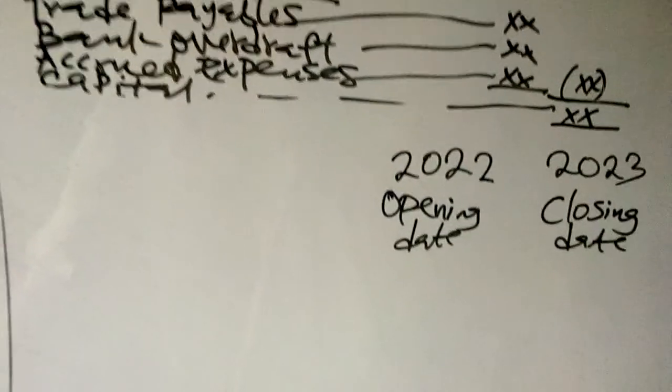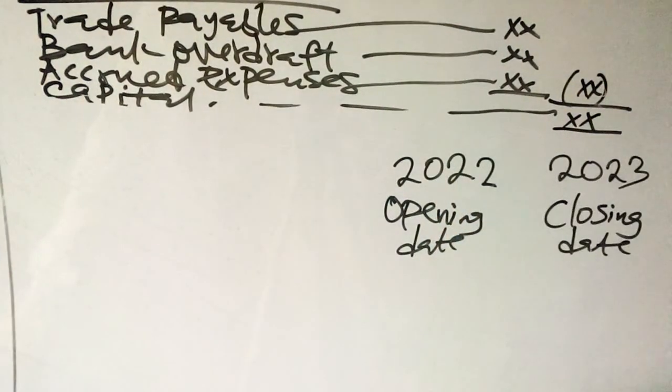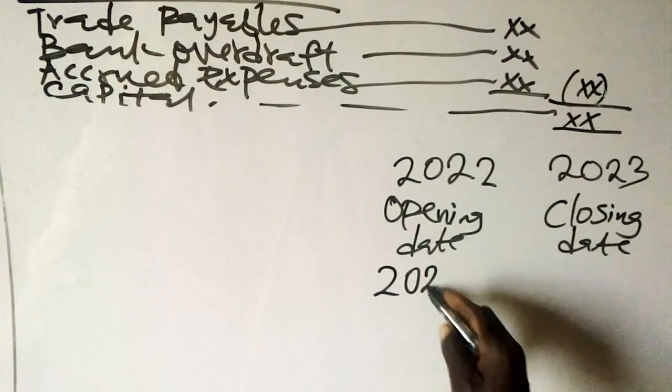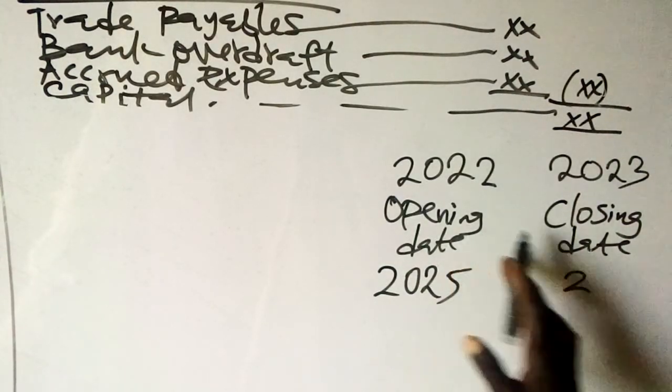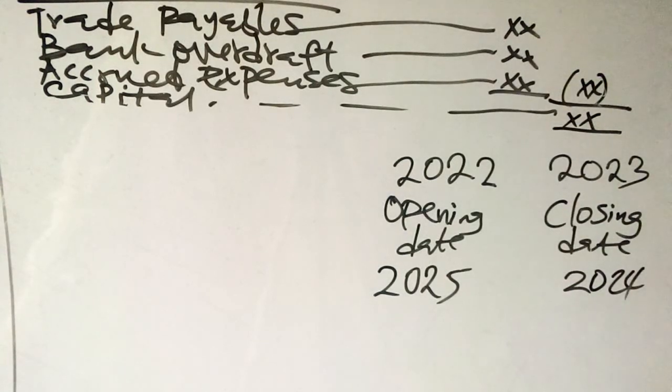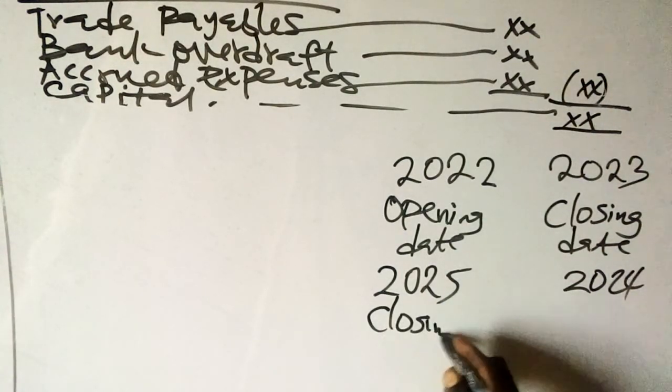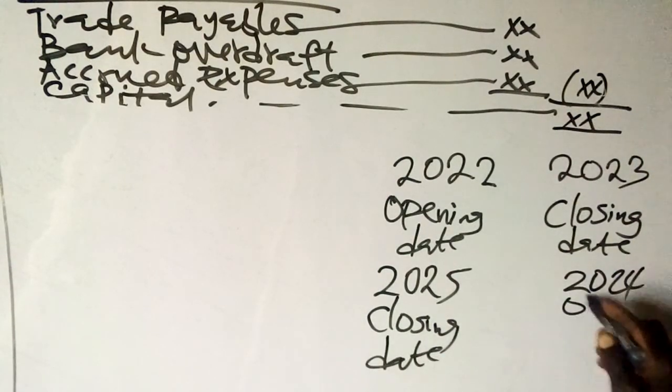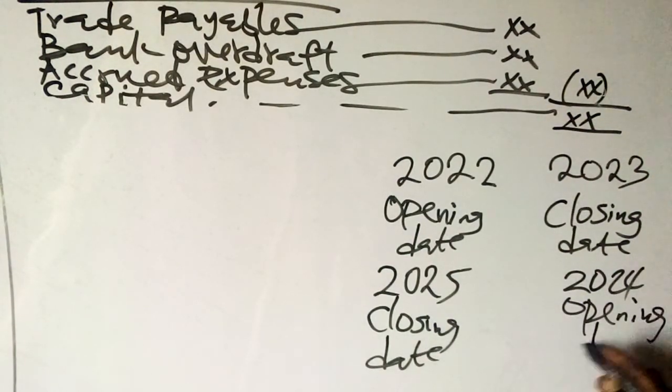In some cases, you may not have the opening date first. You may be given 2025 and 2024. This is the closing date, and this is the opening date. That means it is the information under 2024 that will be used to ascertain the opening capital, while the information under 2025 will be used to ascertain the closing capital. This is the closing entry, and the information under this is the opening entry.